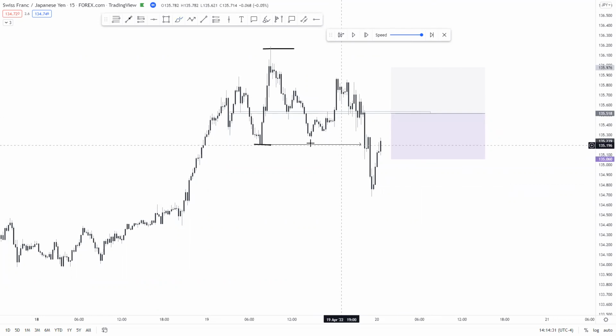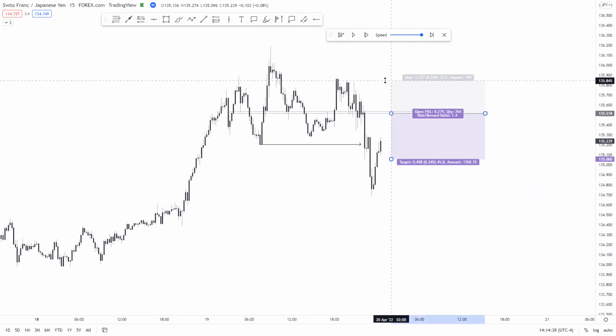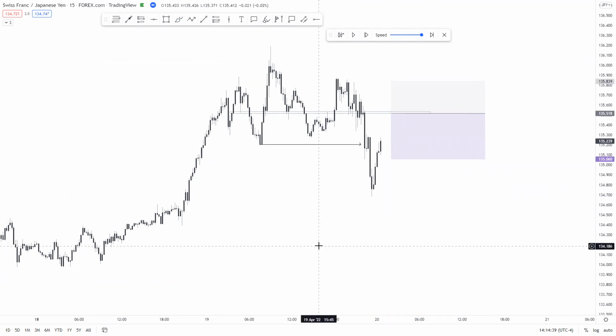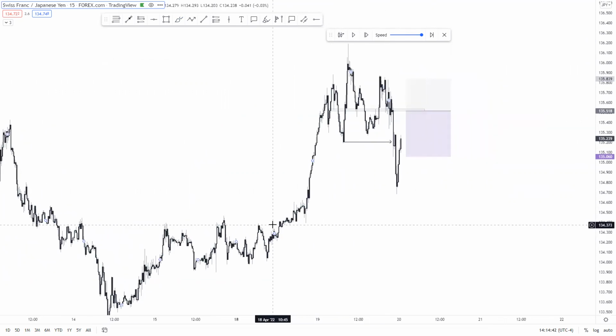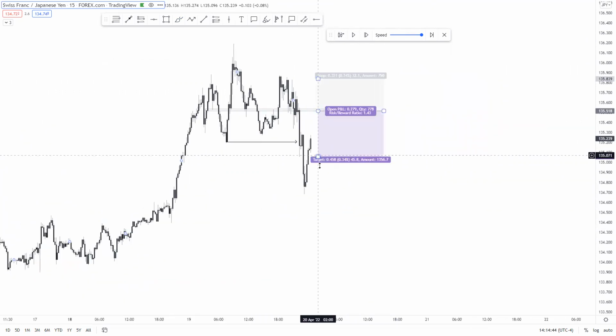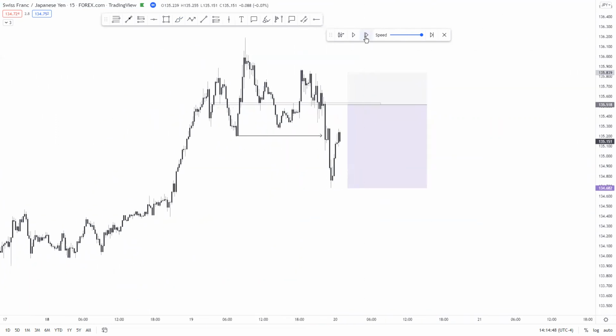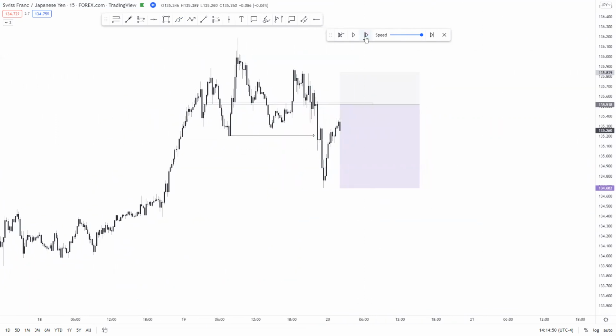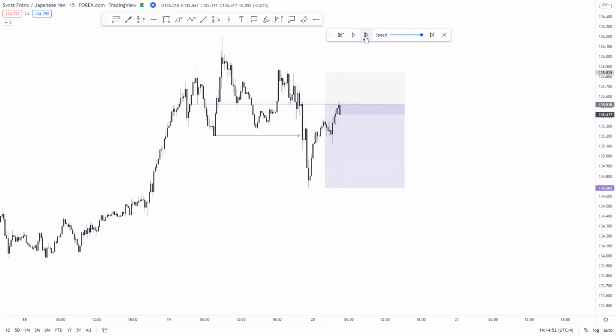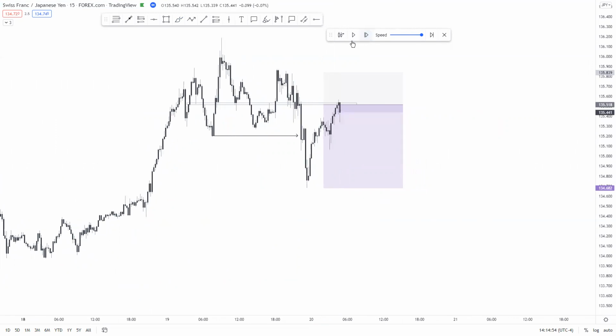Right? So we break below. And now I'm going to look for a pullback. You can put your stop above this high. I'd be comfortable with that. And for an intraday target, you would just target a new low. This is happening during the London session. So your entry would be right up in here. So now you're hit in, right?